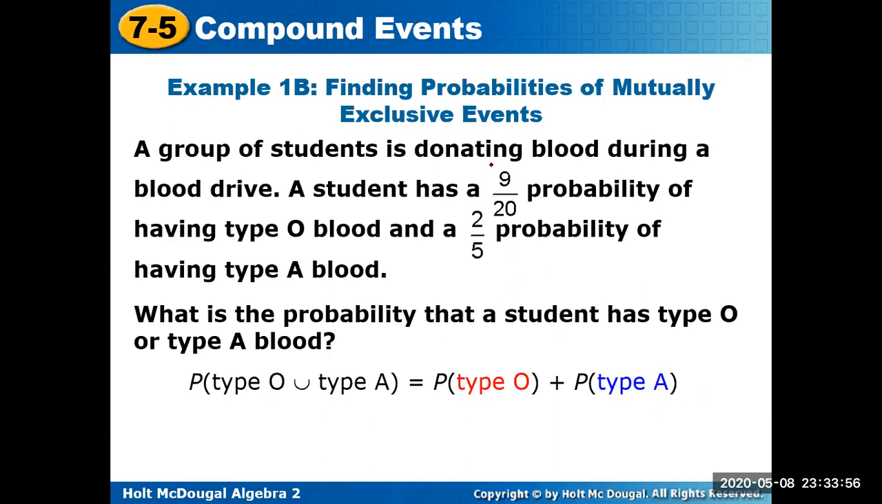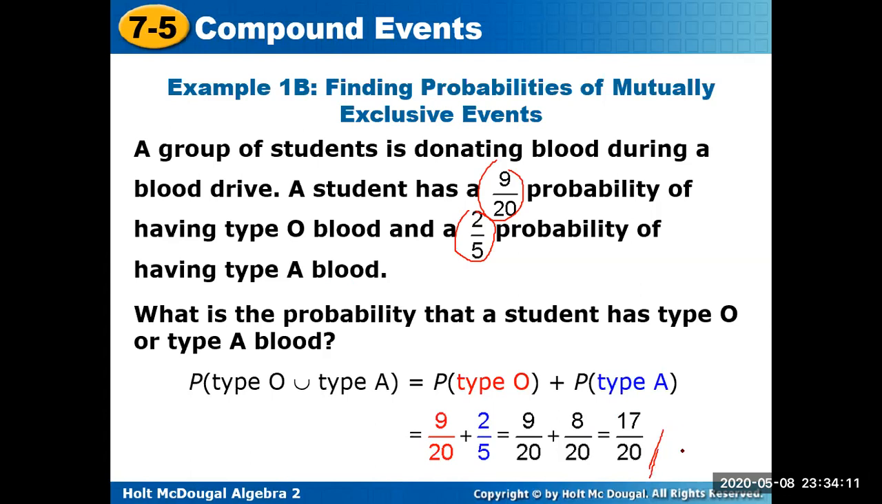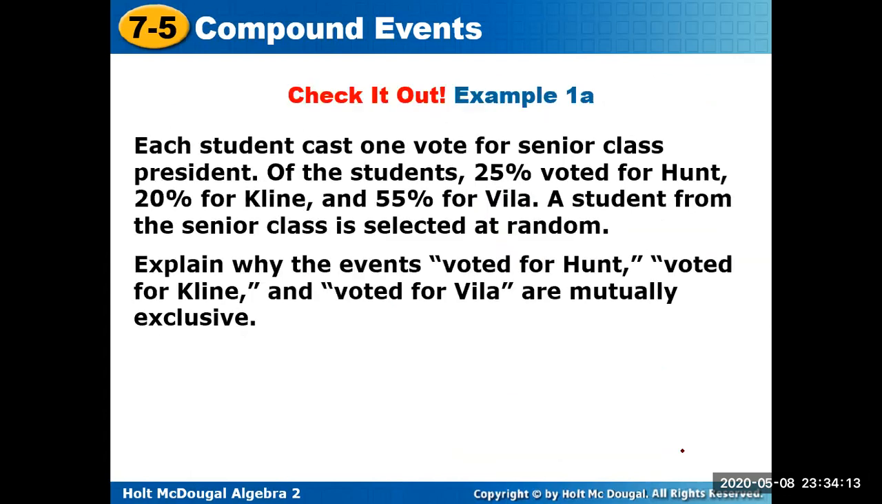The probability of type O is given here, 9 over 20, and the probability of type A is given here, 2 over 5. Just add them, and the answer is 17 over 20. Let's solve one more question.